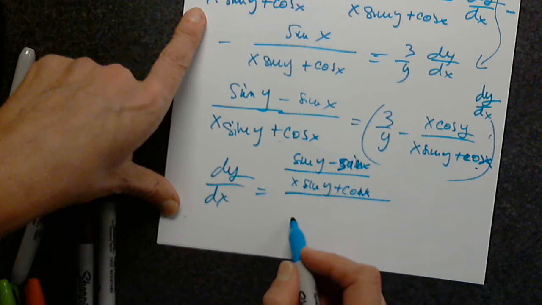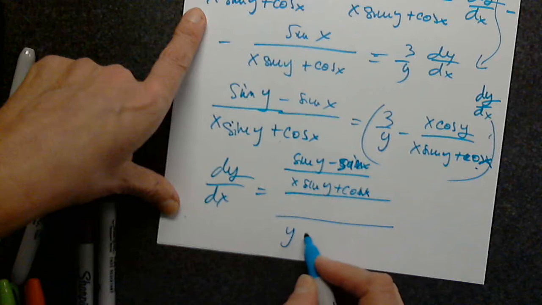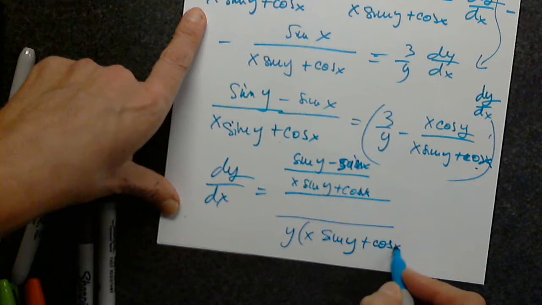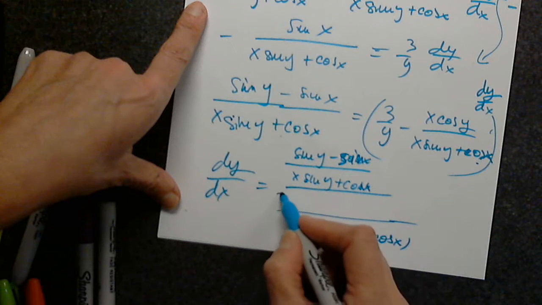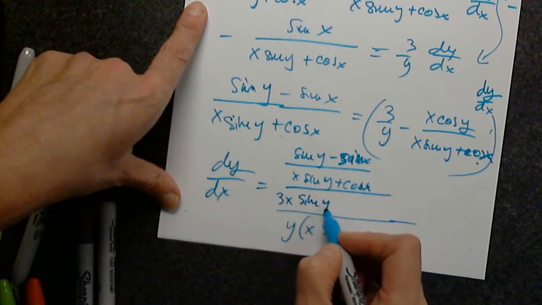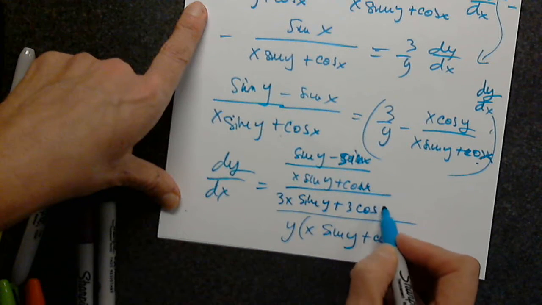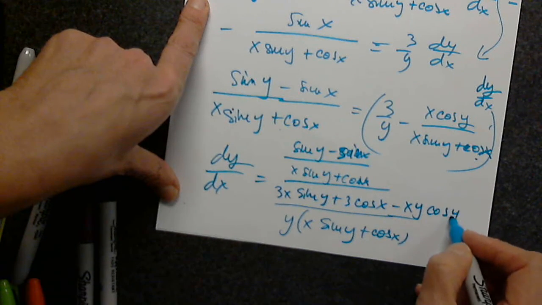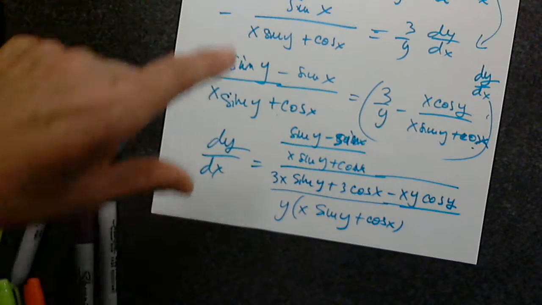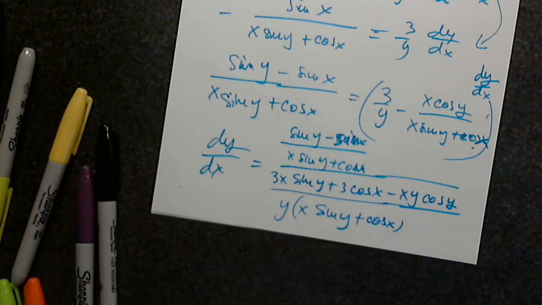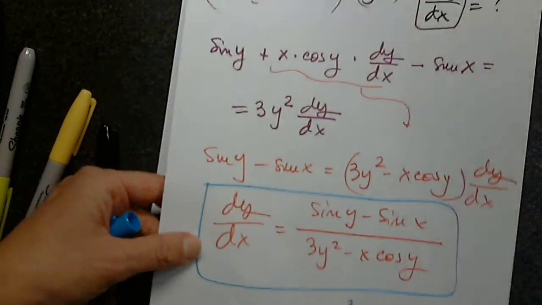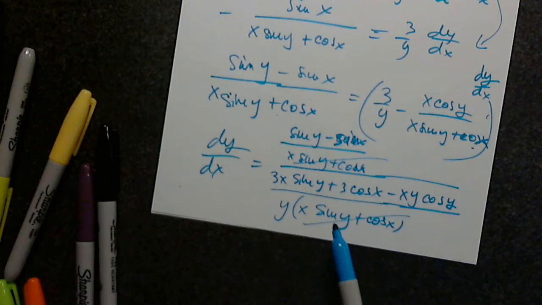And here I have y times x sine y plus cosine x. So now I have a 3x sine y plus 3 cosine x and minus xy cosine y. So let's see what we got before, because these two will go away. So we got sine y minus sine x.